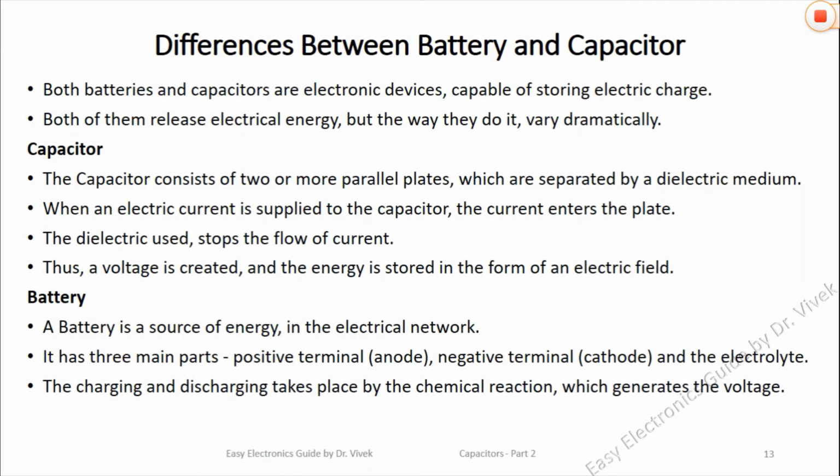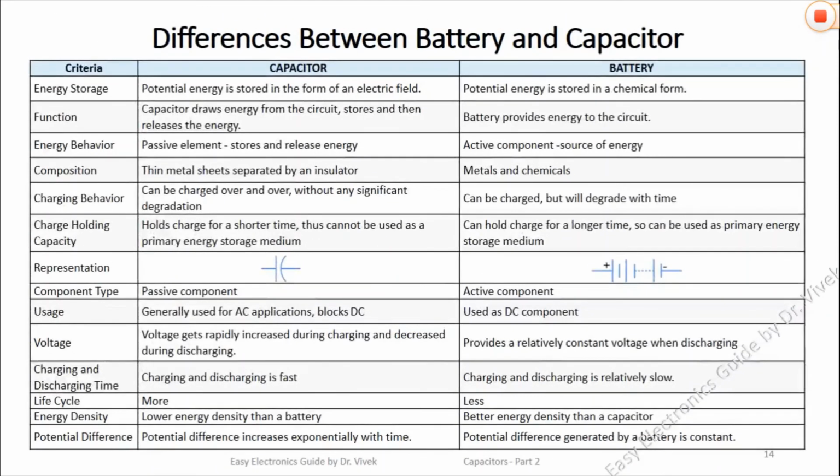Both batteries and capacitors are electronic devices capable of storing electrical charge. Both of them release electrical energy, but in different ways. The capacitor consists of parallel plates which are separated by a dielectric medium. The battery will have three main parts, which are the anode, cathode, and the electrolyte. In capacitors, the energy is stored in the form of an electric field, while in a battery, the energy is stored in chemical form. The main differences between the battery and capacitor are shown in the table.